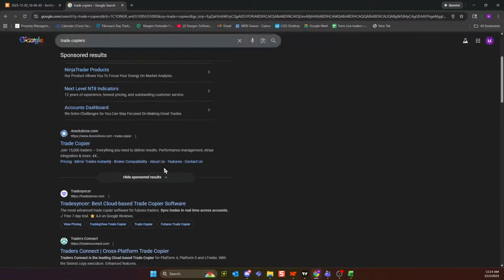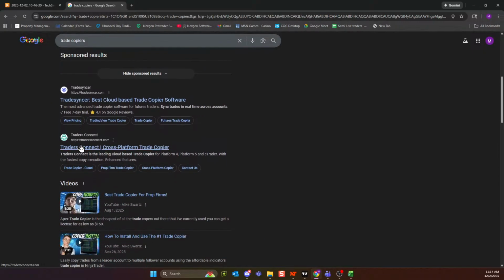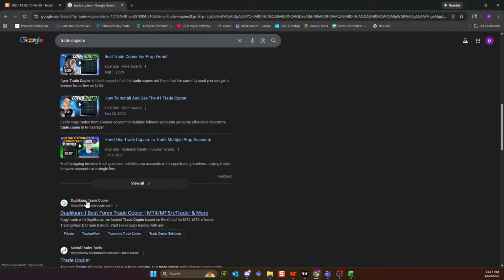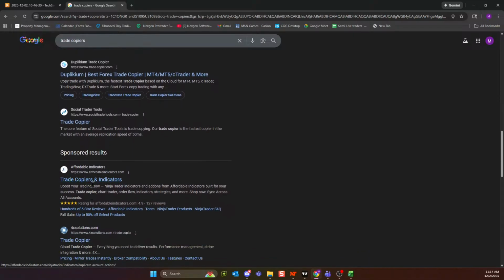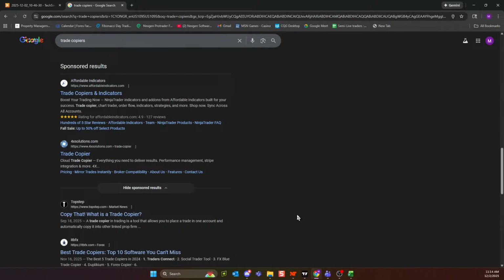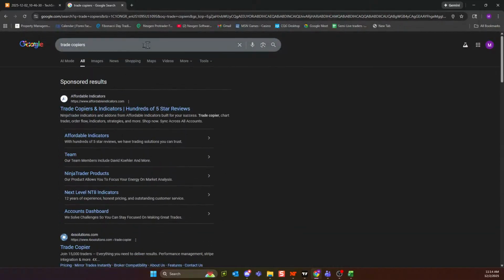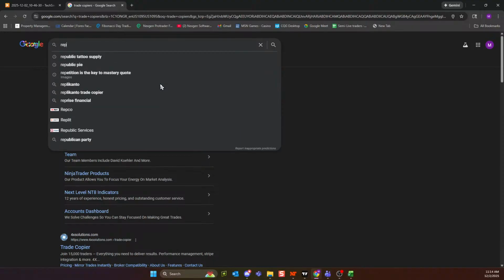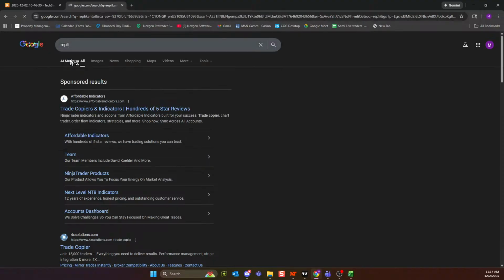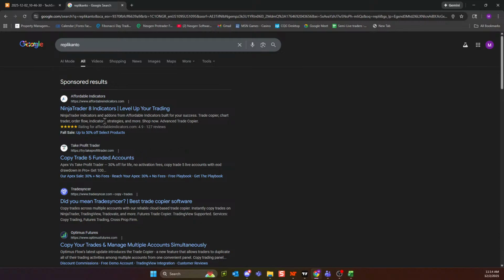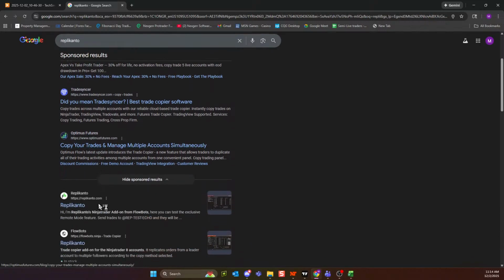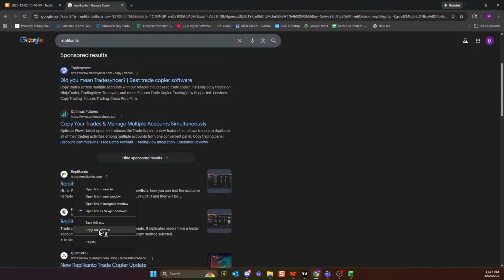Trade copiers: Forex Solutions, Traders Connect, Social Trader Tools, Affordable Indicators. And again, Sergio, I'm not making a recommendation at all. But there's so many. Replicanto is the one that I see a lot of people using. I would look at it, make decisions. But there's a lot of them out there. You just need to go find which one works for you. I don't have a lot of experience with them.